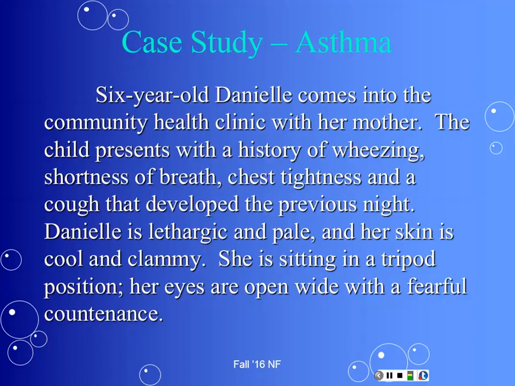So we have 6-year-old Danielle, and she comes into the community health clinic with her mom. The child presents with a history of wheezing, shortness of breath, chest tightness, and a cough that developed the previous night, which is something pretty common you'll see with asthmatics as a nighttime cough. She's lethargic and pale, and her skin is cool and clammy. She's sitting in a tripod position. Her eyes are open wide with a fearful countenance.